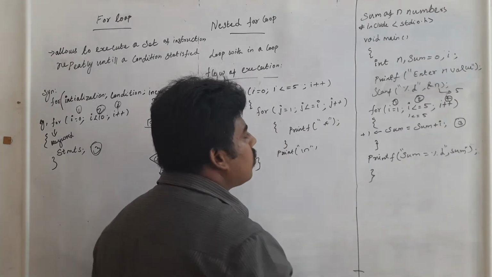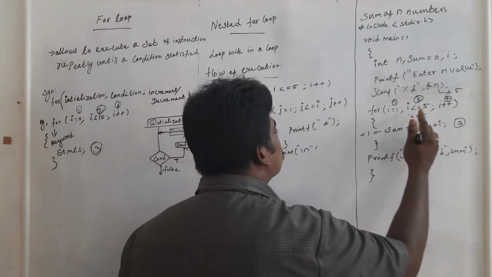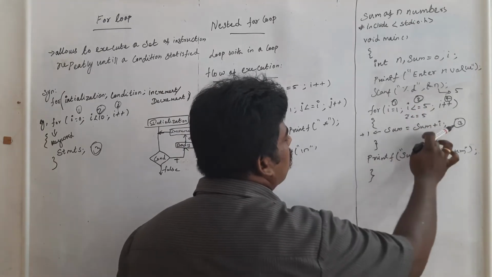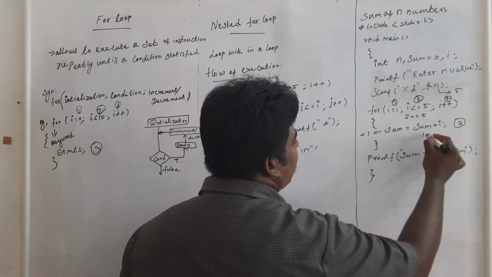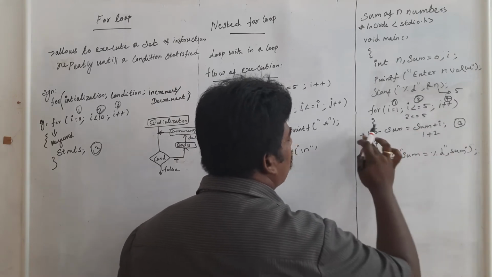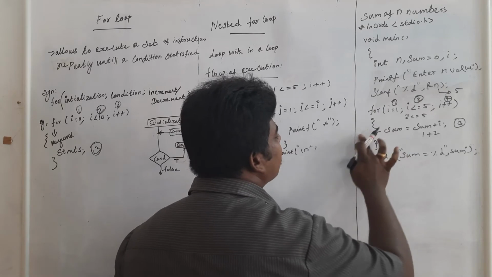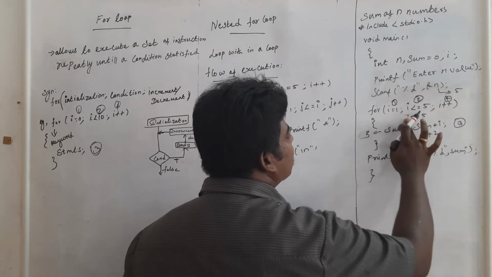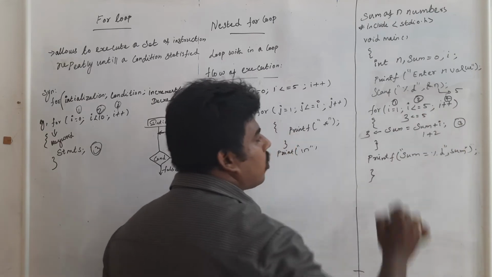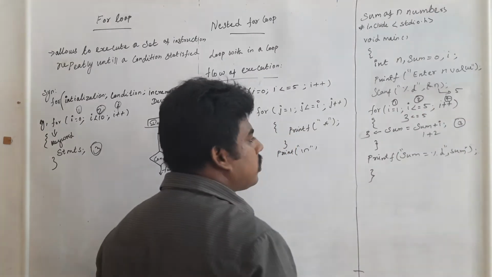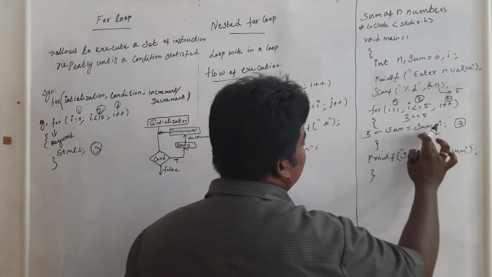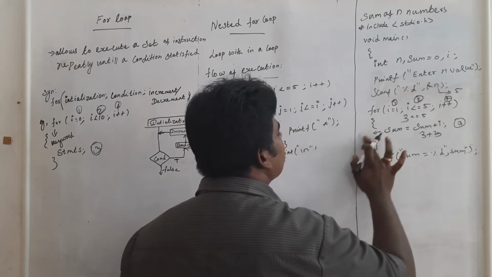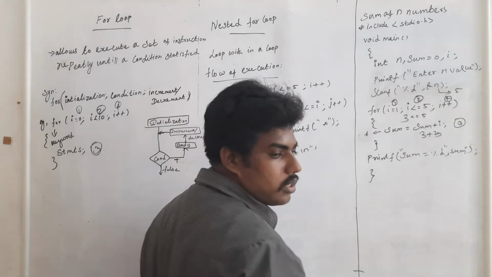Now what's the i value? Now the i value is 2. 2 less than or equal to 5. Again the condition is true. Here, what's the sum value now? Sum plus i, where i is 2. Now the sum value is 3. Again increment. Now the i value is 3. 3 less than or equal to 5. Condition true. So already 3 is there. 3 plus 3, how much? 6.